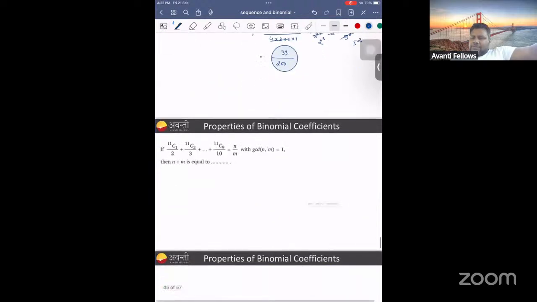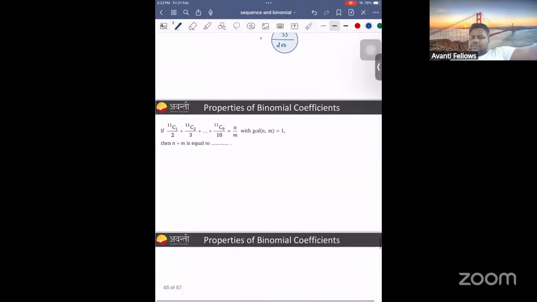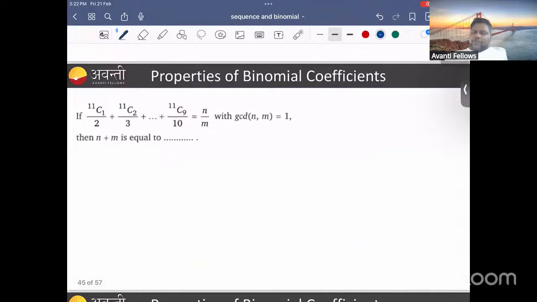Now, let's go with this question. The question is: 11C1 upon 2 plus 11C2 upon 3, up to 11C9 upon 10 is m by n. m and n are co-prime to each other, that is, the GCD of m and n is 1. If you want, you can give it a try. Take 1 minute quickly.